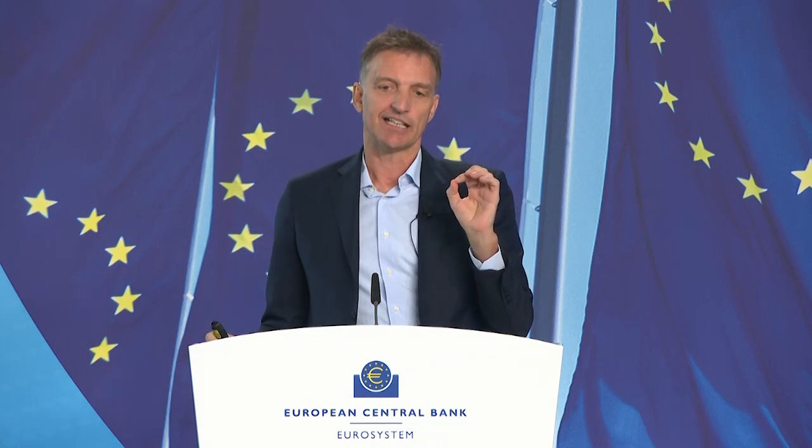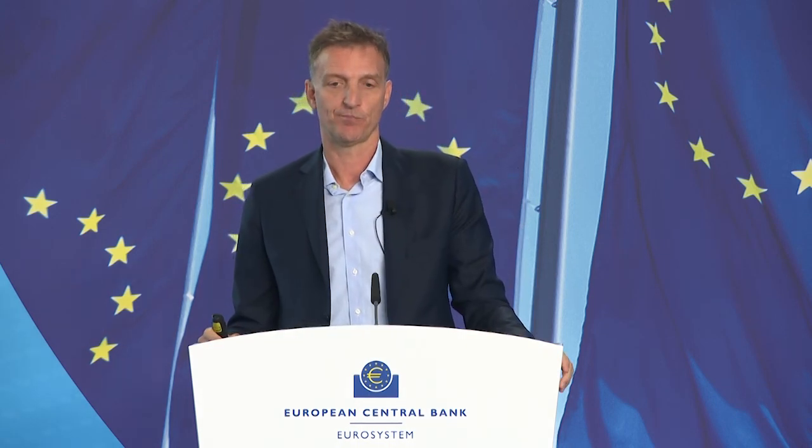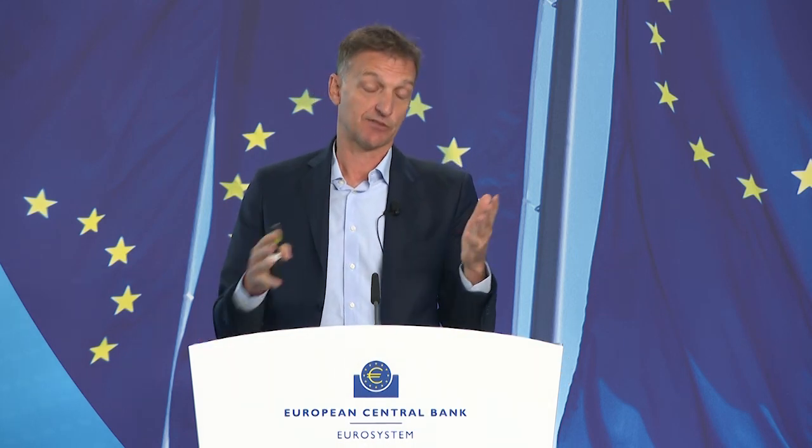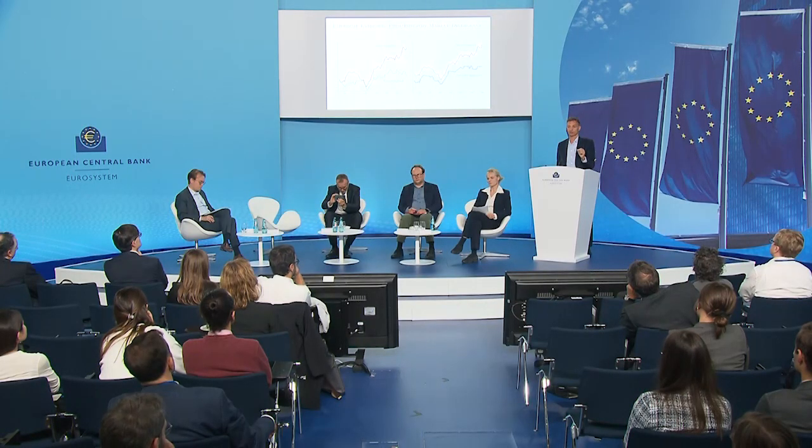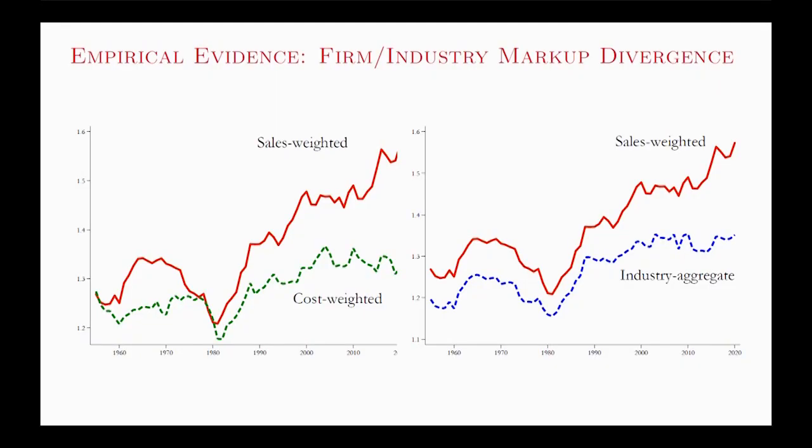Here are two pieces of information that tell us that there's something going on in terms of how we aggregate markups. There are four series, but let me start on the left. One is the sales-weighted markup, the individual firm-level markup aggregated weighted by sales. That's the red line. And the dashed line is the same individual firm markup, but weighted now by cost. And we see that there's a huge difference. Now, it's also, of course, related to the distribution of markups and the joint distribution with sales and cost, and I'm going to show that we have something to say about that.